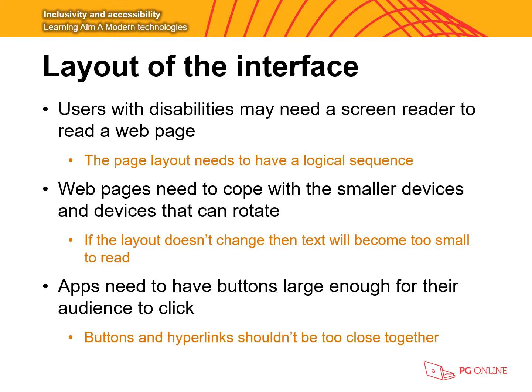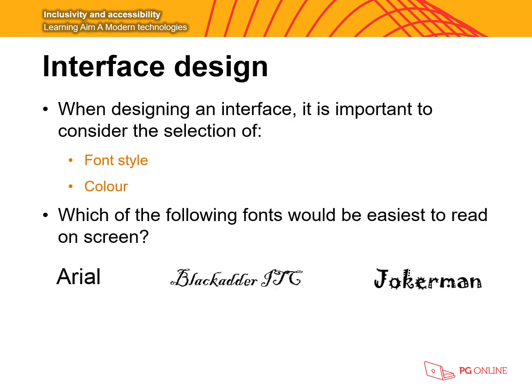When you're typing a message, for example, you may type a word and incorrectly include a letter that you didn't mean to, just simply because of the size of the button. It means that your fingers press something you didn't intend to. When designing an interface, it's also crucial to consider the selection of font style and colours.